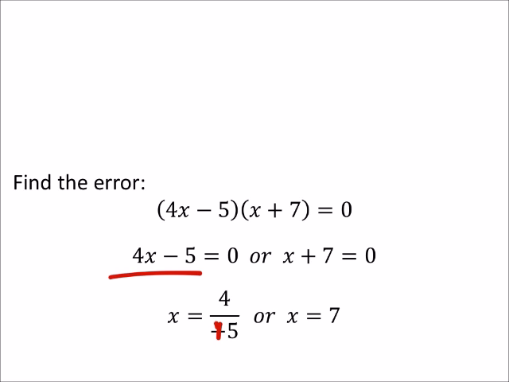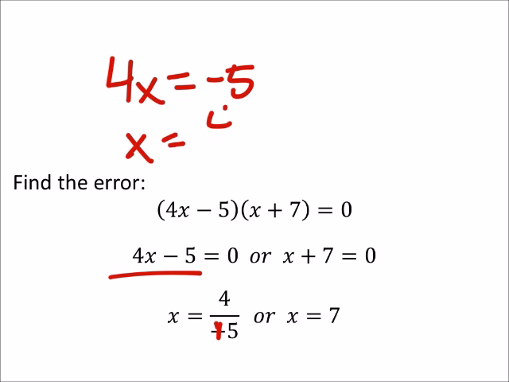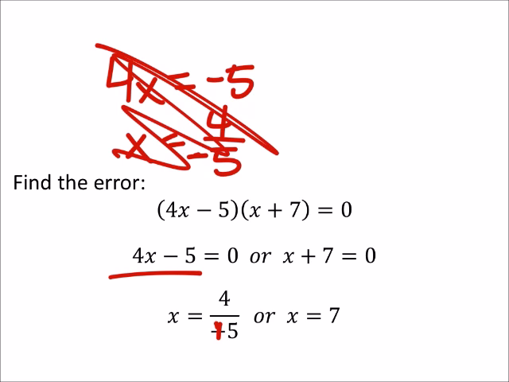I don't know. Maybe in their mind, they did 4x equals negative 5 and then divided both sides by 5, which is a very common mistake. Negative 5 there. No, this is very, very bad.